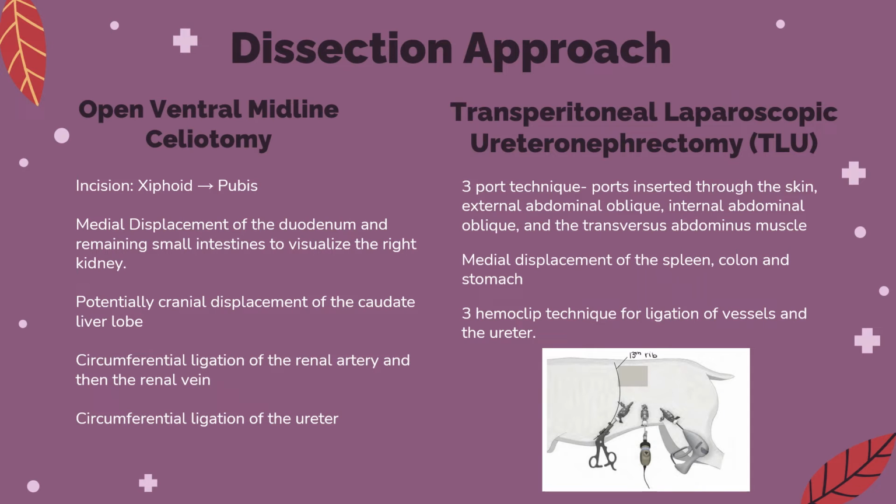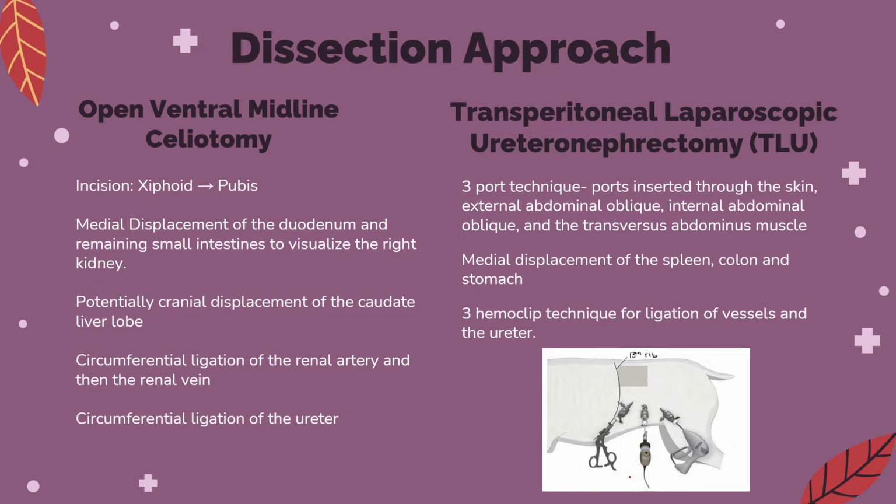So in terms of dissection approach for the open ventral midline celiotomy, an incision from the xiphoid to the pubis will provide adequate visualization of anatomical structures. A combination of blunt and sharp dissections will assist in identification of the linea alba. Once the structure is identified, the linea alba will be incised to allow access to the peritoneal cavity.